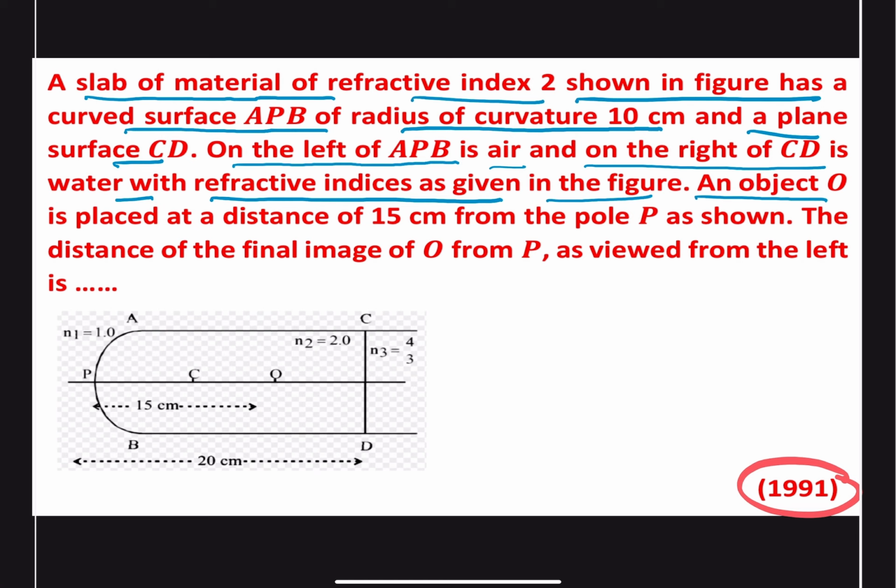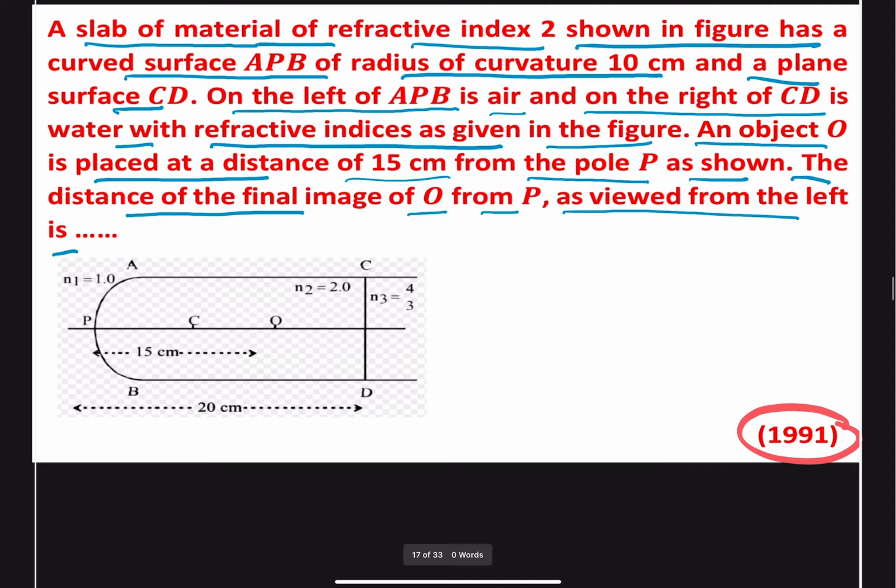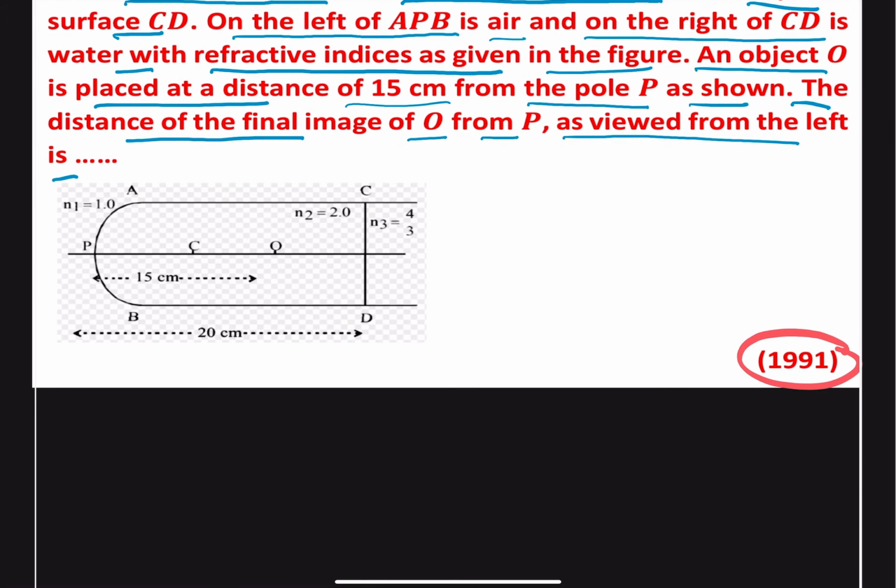An object O is placed at a distance 15 cm from the pole P as shown. The distance of the final image of O from P as viewed from the left is? So we are given this figure, and this refractive index is 4/3 actually, and an object is placed at this point O.